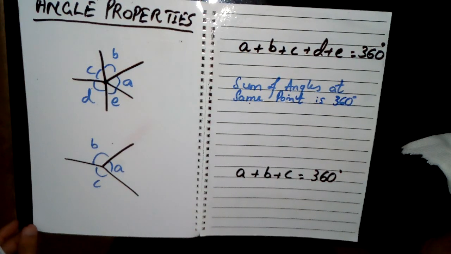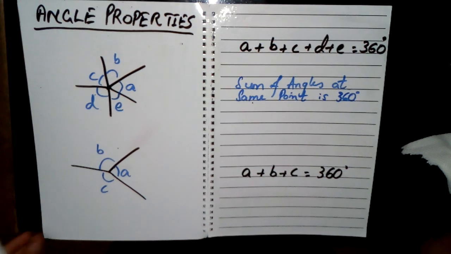Today I will discuss angle properties with the students. So the first property is basically that the sum of angles at the same point is 360 degrees.